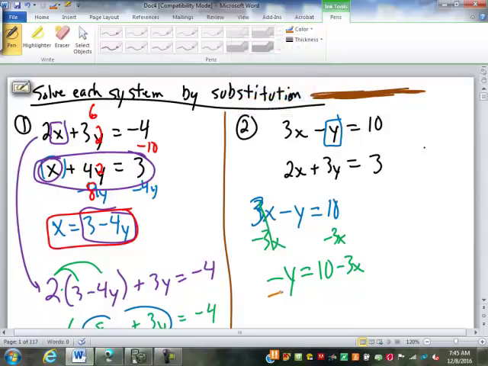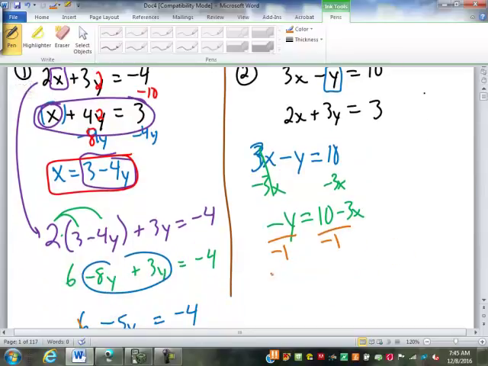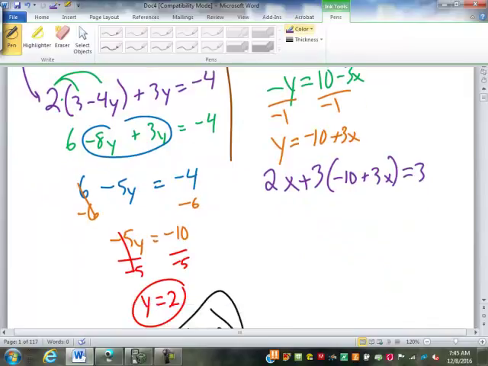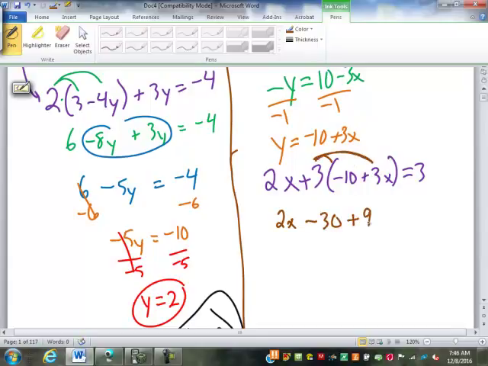And then divide by negative 1. So that gives us y equals negative 10 plus 3x. So we're going to put that in here for y. 2x plus 3y. Well, instead of y, we're putting in negative 10 plus 3x equals 3. So we got to multiply by the 3. 3 times negative 10, negative 30, and 3 times 3x, 9x.